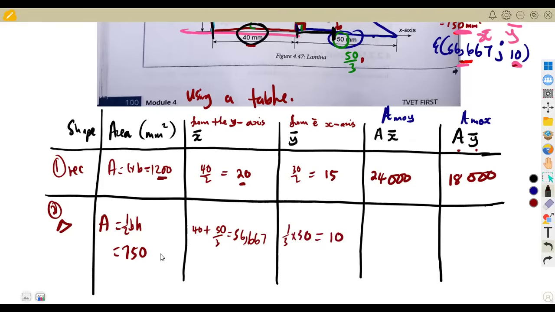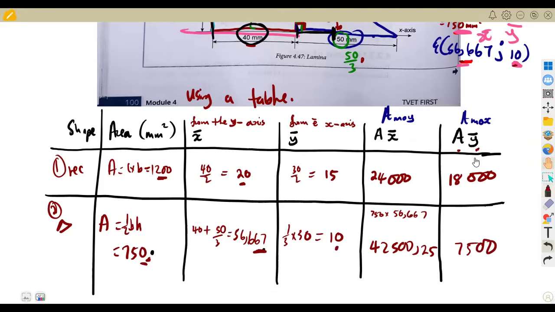So you do the same thing, the area times the x value. You are supposed to find each and every corresponding area, guys. So if you multiply this area times x, that will be 750 times 56.667, like that. So you are going to obtain something like 42,500.25. All right. You do the same thing, the area times the y value. The y value is 10. So that is going to give us 7,500.